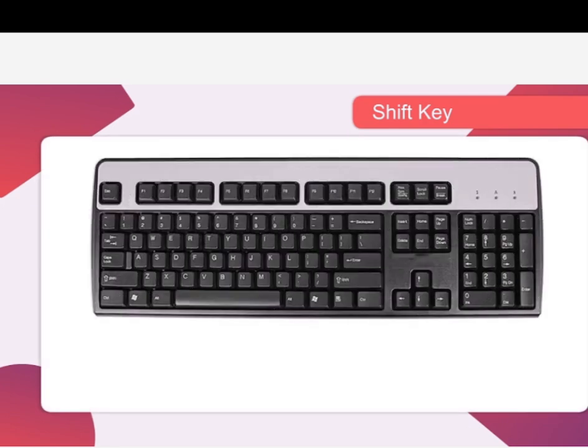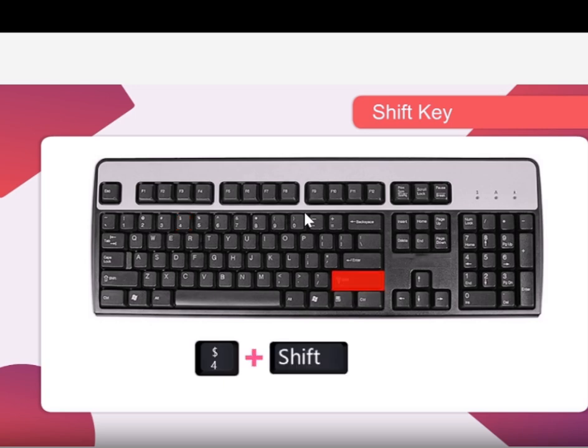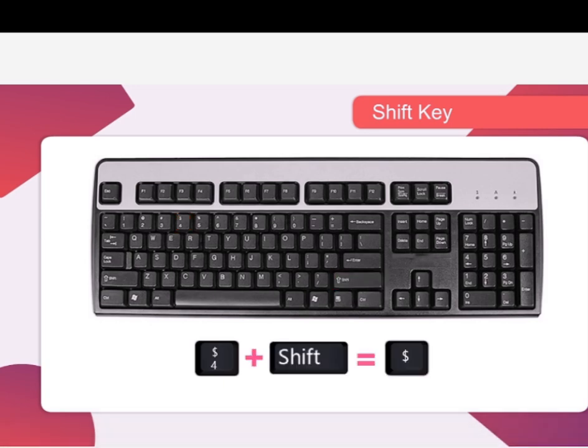The keys along the top of the main keyboard have two uses. For example, the key with number 4 on it also has a $ sign on it. To type the $ sign, you hold down the Shift key and hit the number 4 key. The Shift key is used to type all of the symbols on the upper part of each key.